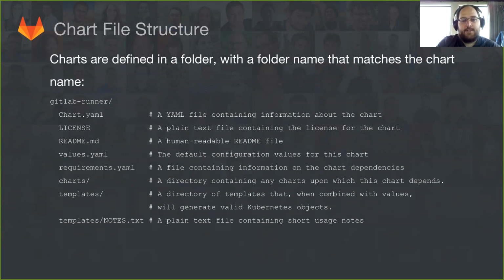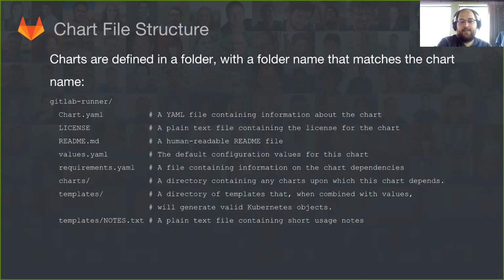which of course is the license for the chart, and a README, which is the README in the source code. So when you're looking at the chart in GitLab, this gives documentation information on how to configure it. The values.yaml is the default configuration values for this chart. This is where the values that the user can override are defined, and often a lot of documentation goes into that file as well. There's a requirements.yaml file, which contains information on the chart dependencies.